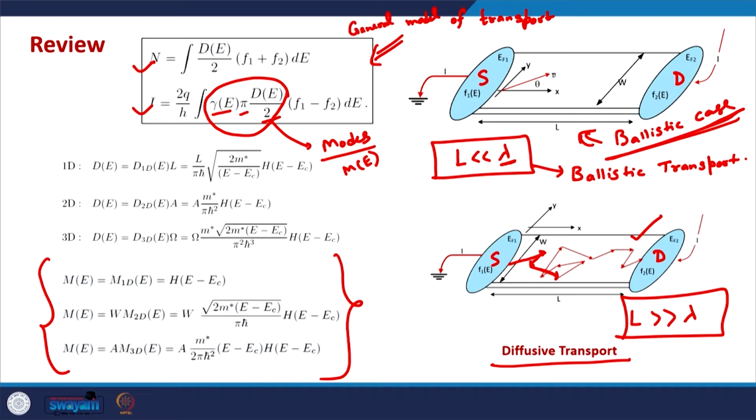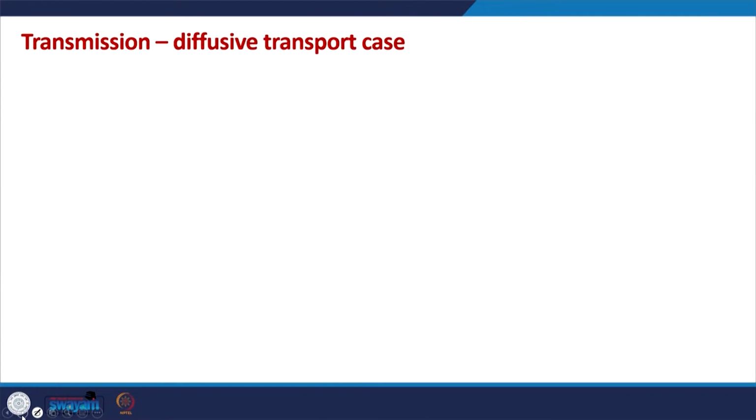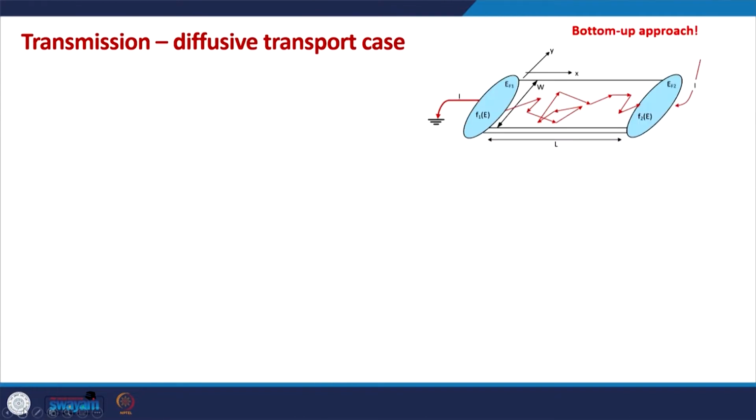So we have already seen that we can define modes in the case of ballistic transport, because in ballistic transport the electron does not change the conduction pathway, but in the case of diffusive transport electrons may undergo a change of pathway. So if this is the long conductor in which the electron is undergoing diffusive transport, and in this case let us say we have a positive voltage applied, the situation will look something like this.